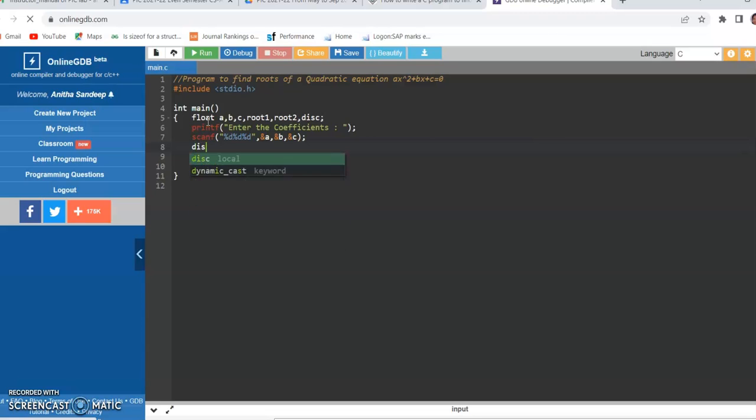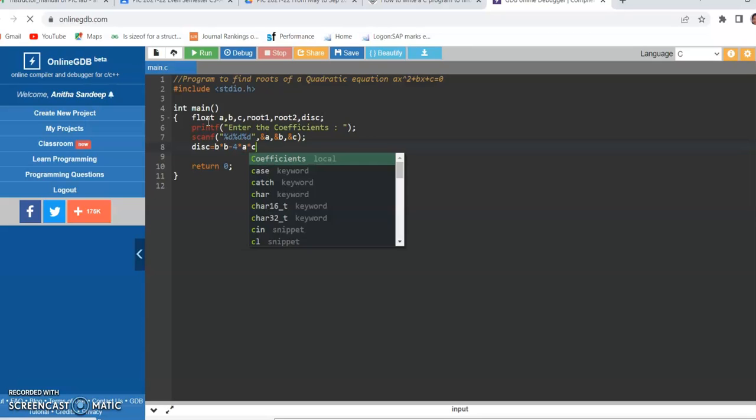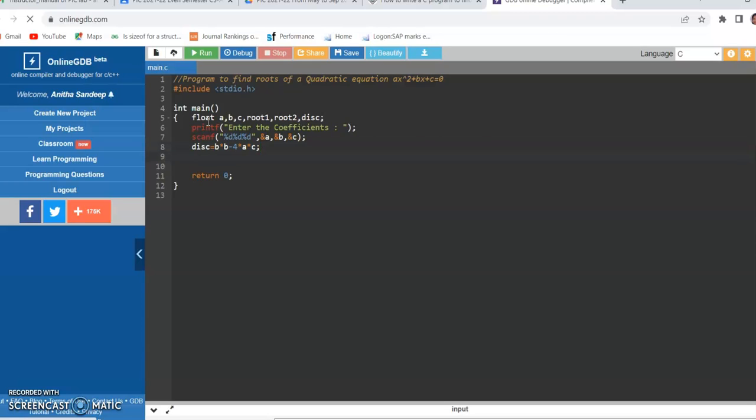So first we'll find the discriminant. Discriminant is equal to b square, which is nothing but b into b, minus 4ac. So 4 into a into c. This is the equivalent expression in C for b square minus 4ac. Many of you will be forgetting to use the star between the variables. So now we will print the discriminant.